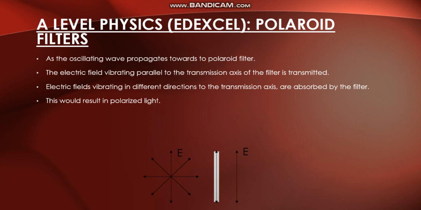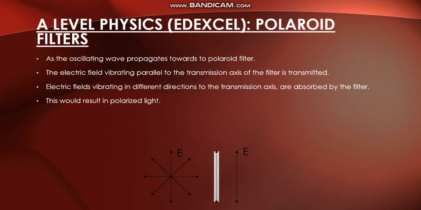So, as the oscillating wave propagates towards a Polaroid filter, the electric field that is vibrating parallel to the transmission axis of the filter is actually transmitted. Electric fields vibrating in different directions to the transmission axis are absorbed by the filter, so this would result in polarized light. Now once again I'll just restate this.